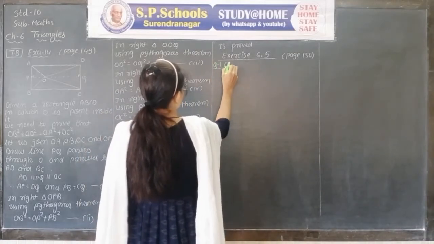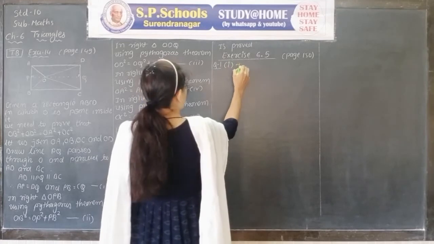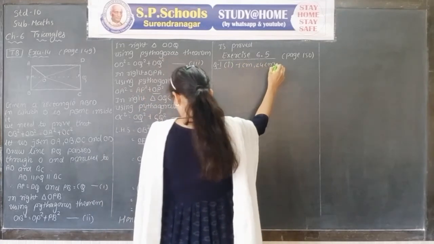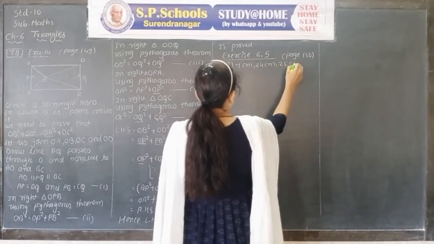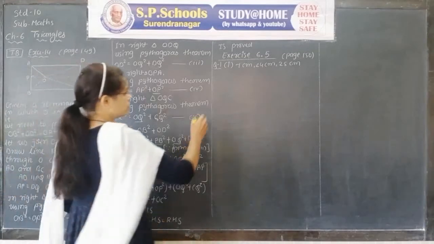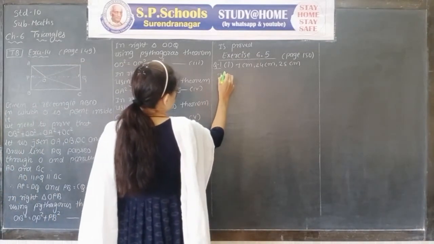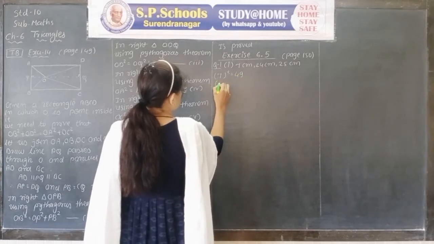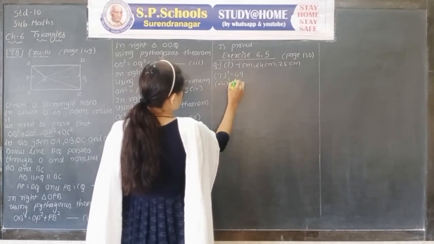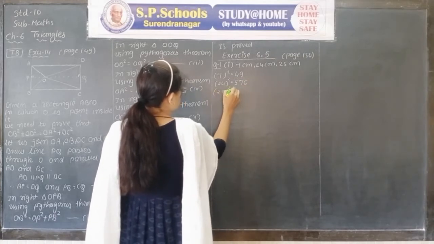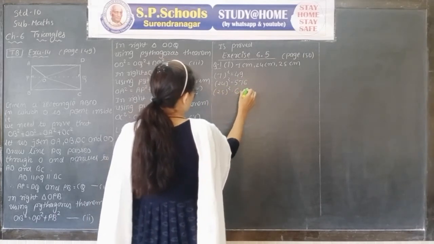Question number 1. In the first one, 7 centimeter, 24 centimeter, and 25 centimeter. First of all, we have to take the square of all sides. 7 square is equals to 49. Square of 24 is equals to 576, and square of 25 is equals to 625.